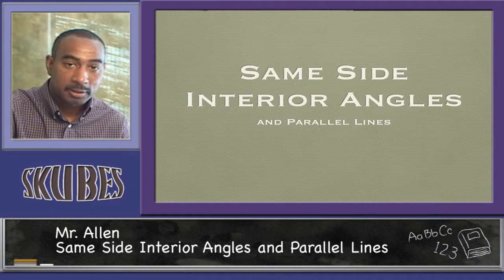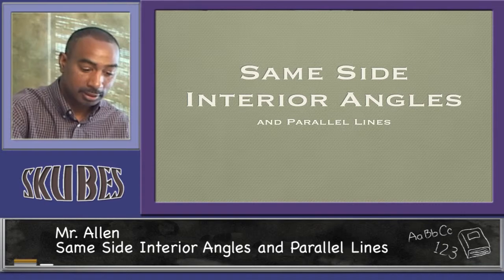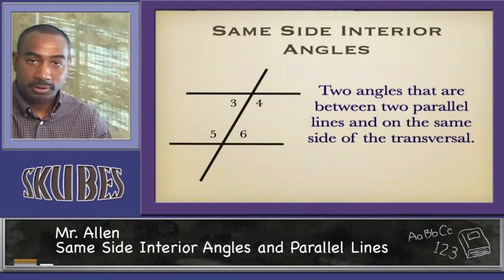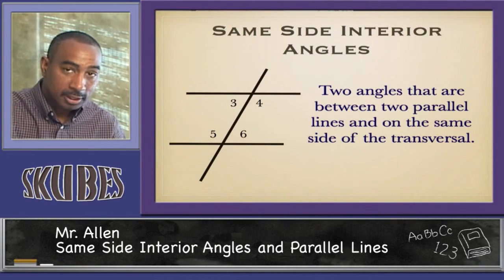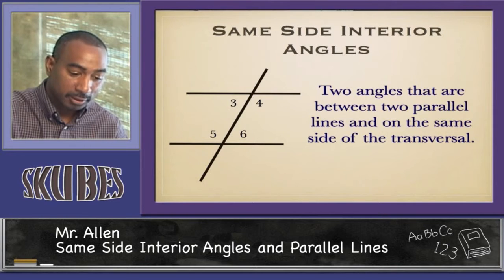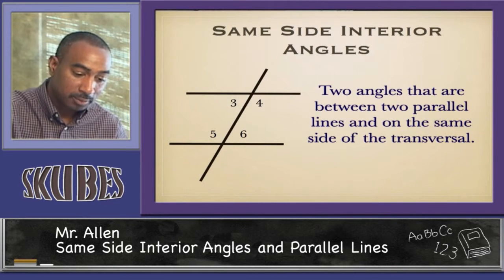Alright, today we're going to have a lesson on same-side interior angles and parallel lines. Let's start with the definition. Same-side interior angles are two angles that are between two parallel lines and on the same side of the transversal.